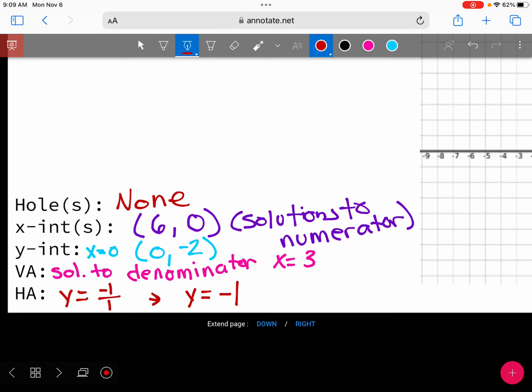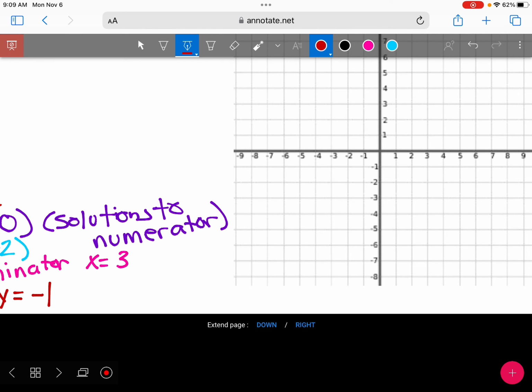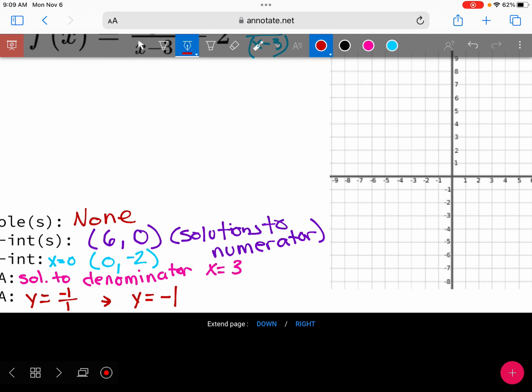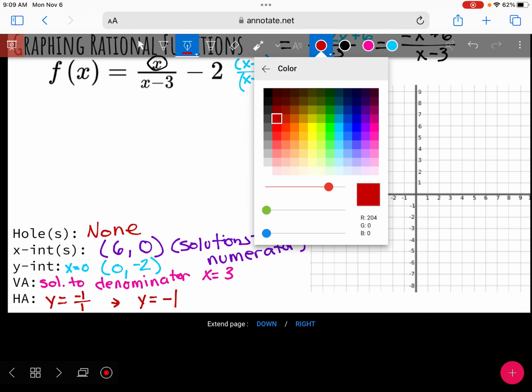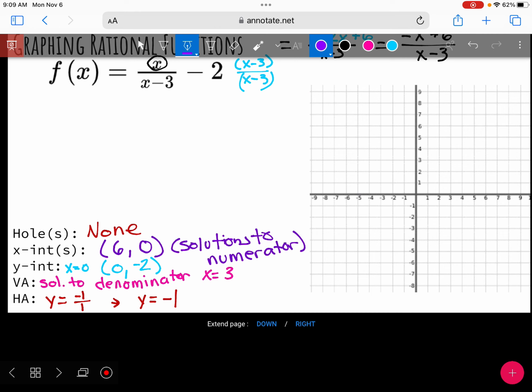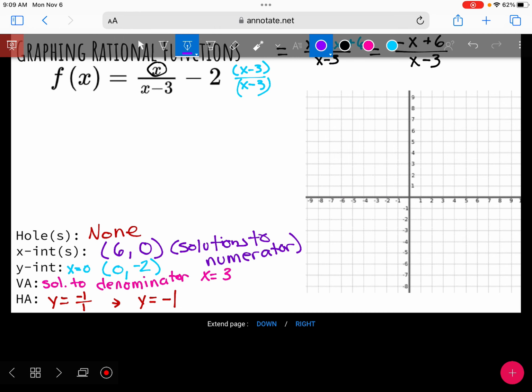So we have a whole lot of information, and we're going to take that whole lot of information and put it all on our graph. So I'm going to just work my way down. We're going to put some points. We're going to put some lines. We're going to see what we got. So I don't have a hole that I can plot, but I have an x-intercept at 6, 0. So I'm going to put my point. We have a y-intercept at 0, -2. So I'm going to put that point.